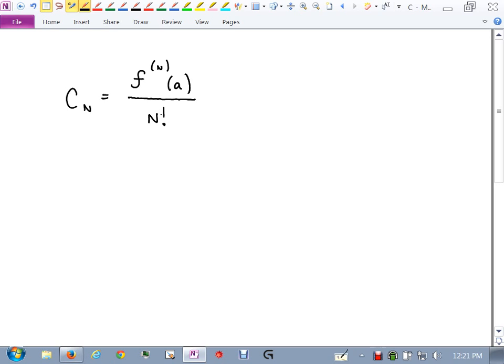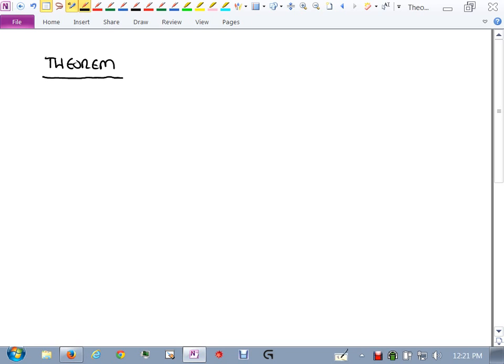So here's our big theorem. I'm actually going to put it on its own page. The theorem says this. This is the definition of basically a Taylor series of a function f at a. You will also hear or see books sometimes say this is the Taylor series of f centered at a, or the Taylor series of f about a.